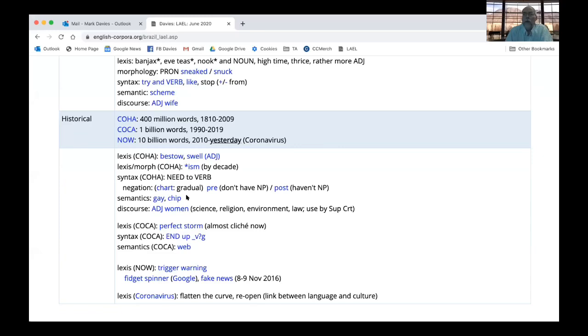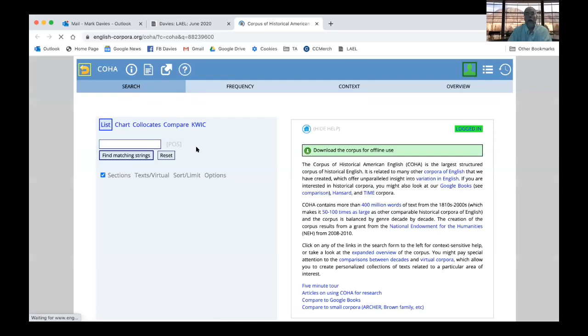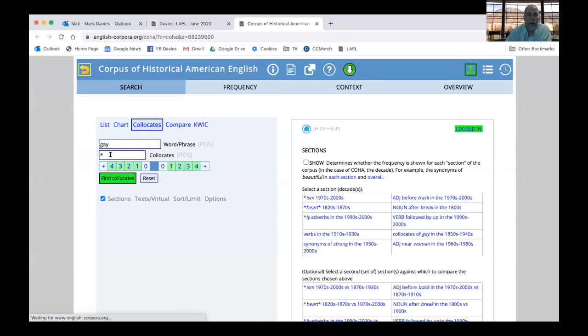And again, for lower frequency constructions, you're just not going to have enough data in 4 million words. You're going to need a much, much larger corpus like COHA. Before we were talking about semantic variation, for example, for genres or for dialects. Well, we can do the same thing here historically. So in this case, what I'm doing is saying find me collocates of gay and show me the frequency of each of those collocates by decade.